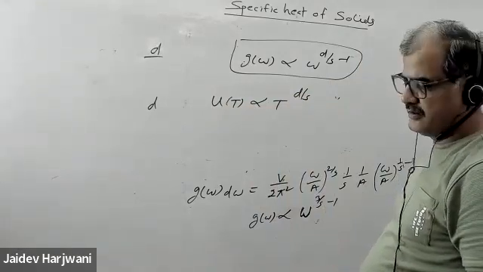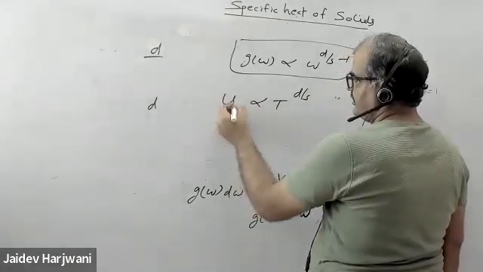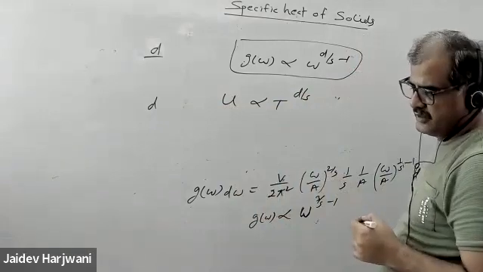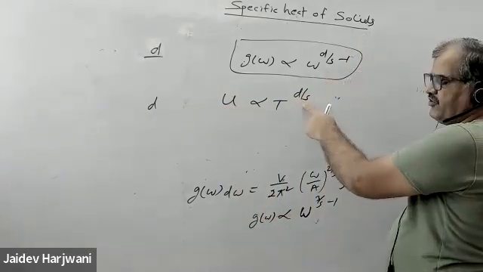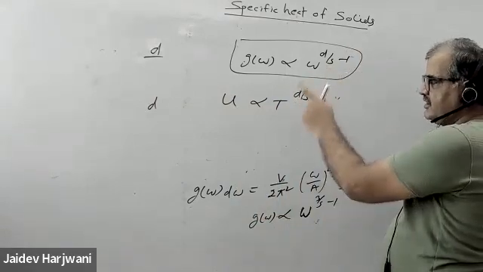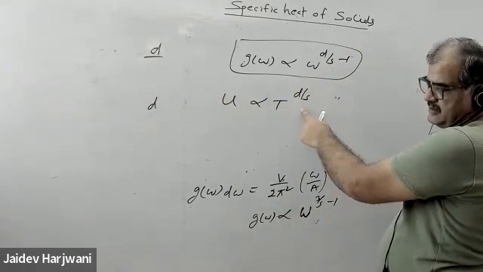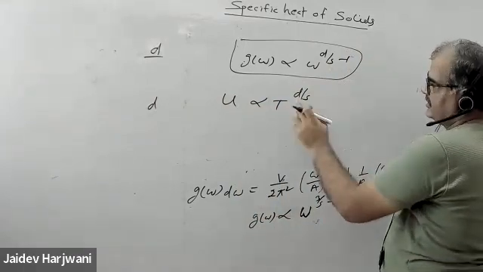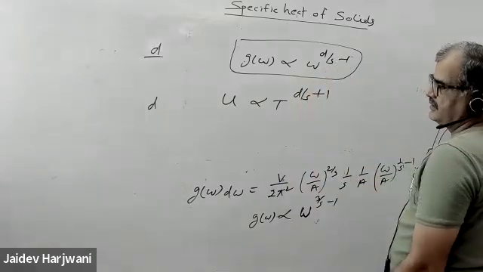What should I write? You see the beginning relations. Total energy is proportional to what? When it was omega square, it was T^4. When it was omega, it was T cube. When it was 0, it was T square. Okay, so now it will be what? 2 more than this one. 2 more than this one means d plus s1.